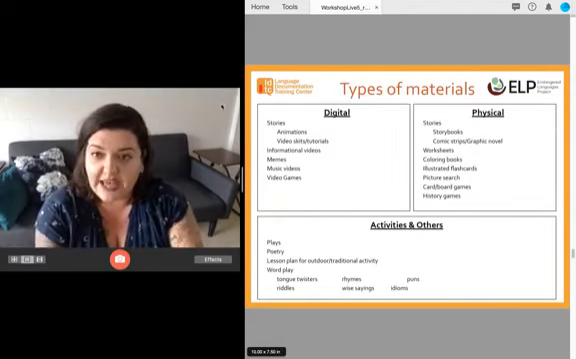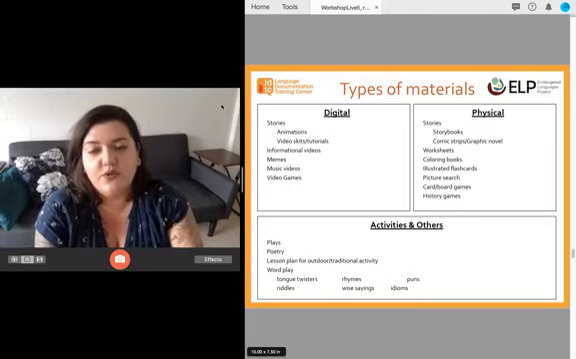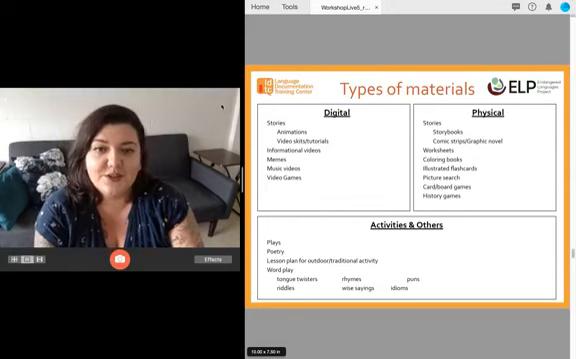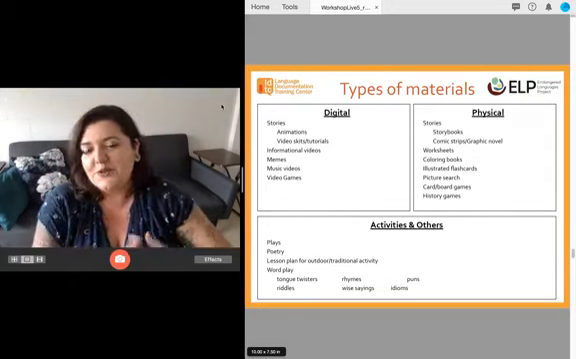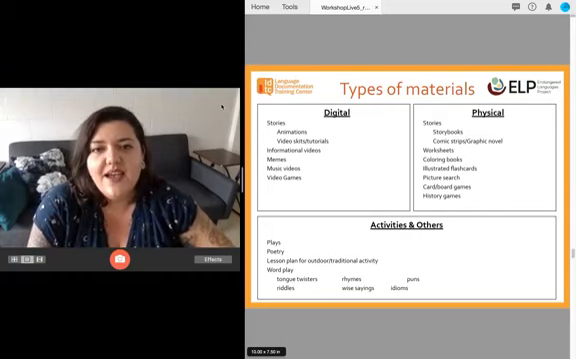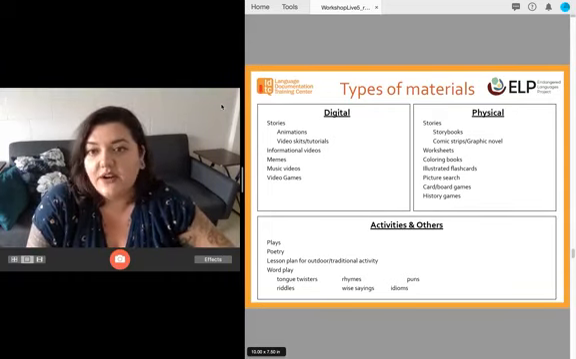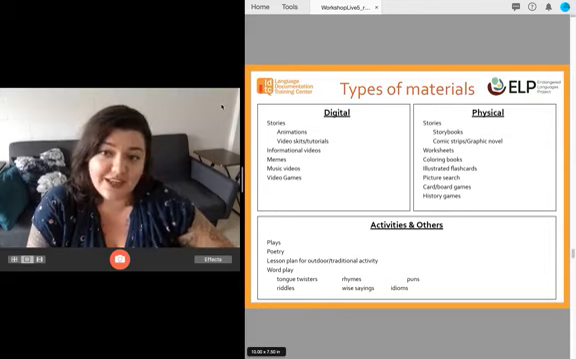So keeping both of those halves in mind, the linguistic and the cultural focus, you then want to think about what type of materials you want to make. So there are digital, physical, and then there's other materials like activities, classroom interactions, those sorts of things. Digital materials are things like stories. You can make animations, video skits, and tutorials. Informational videos are great as well.